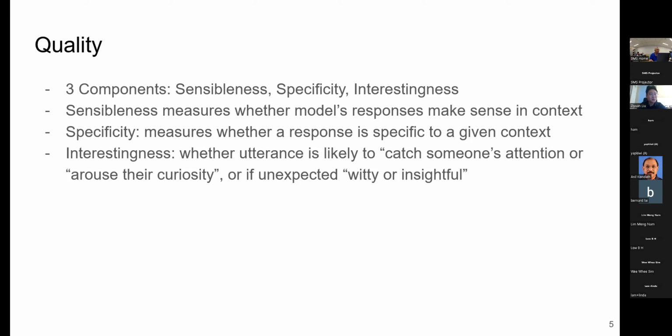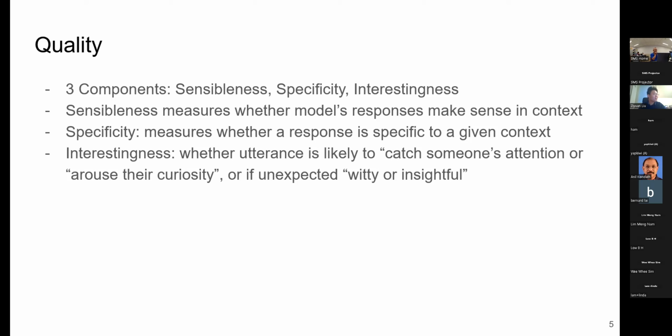So in order to have a high quality dialogue, you want the dialogue to be specific to what the user wants to say. Otherwise, it won't be a very interesting conversation for the user. And interestingness is a less objective, more subjective measure, and it measures whether an utterance is likely to catch someone's attention or arouse their curiosity, or if it is unexpected, whether it is witty or insightful.